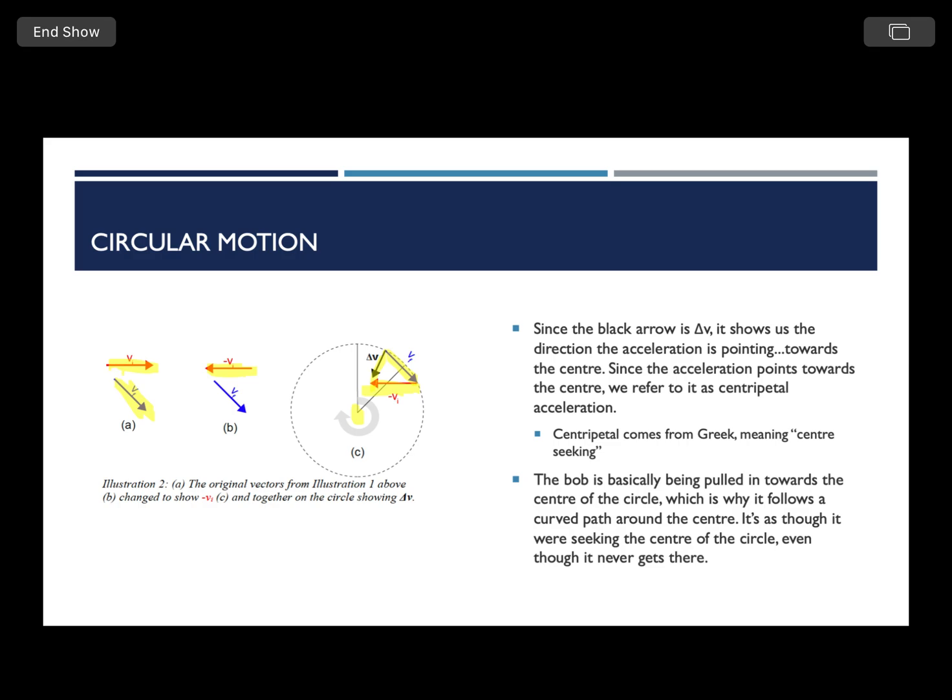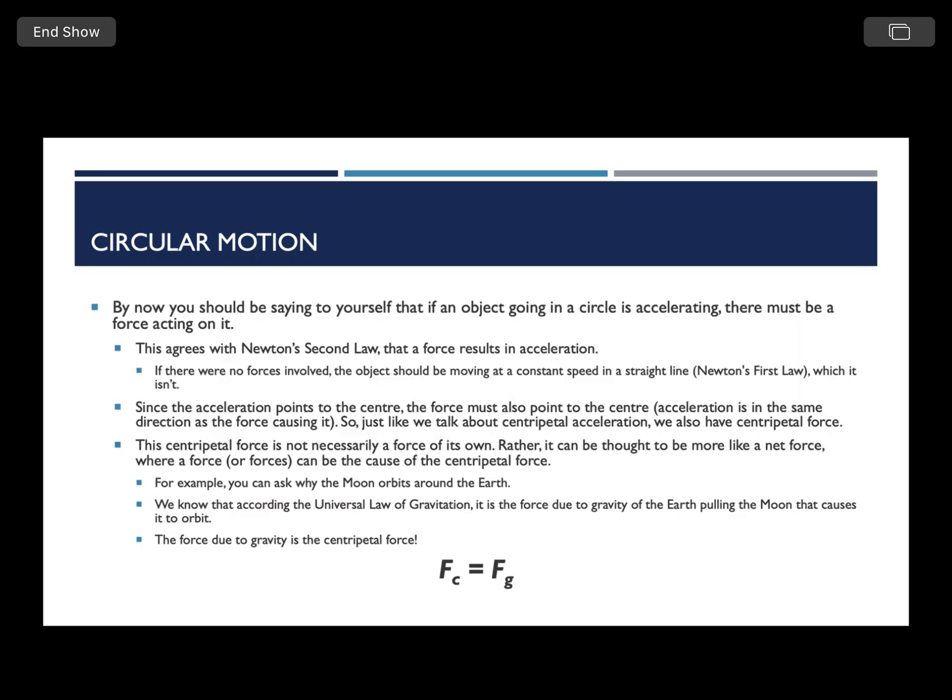So because the change in velocity is going towards the center, so would the acceleration. And we refer to this as centripetal acceleration, because centripetal means center seeking. And that is basically due to the string attached to the bob. Now, there is one thing here that we're going to take up in a little bit, but I want you to refresh your memory as to what centrifugal force is.